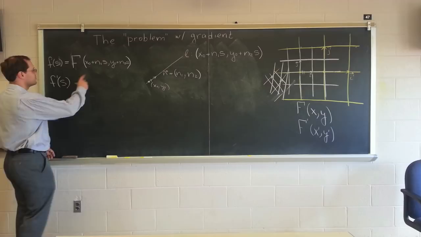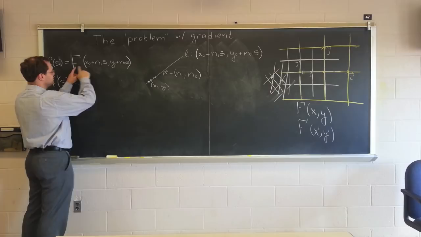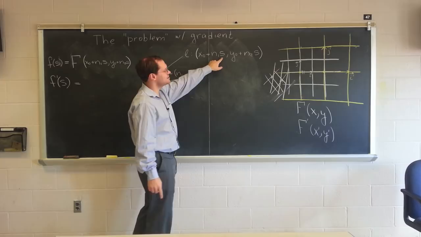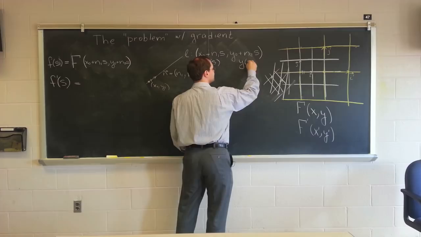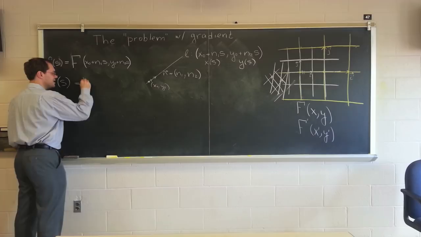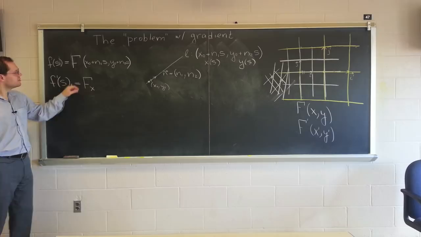Okay, let's use the chain rule. Very simple, it's df dx, f as a function of x, times dx ds. So this would be x of s, and this would be y as a function of s. So the way the chain rule goes is df dx, and I write f sub x, a little shorter, means the same thing. This is df dx times dx ds. And tell me what dx ds is.